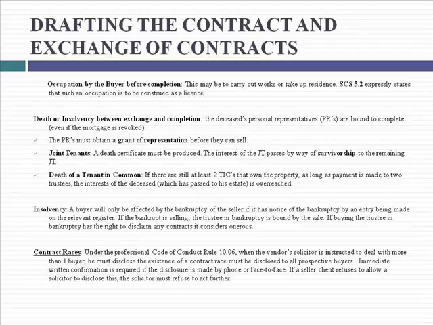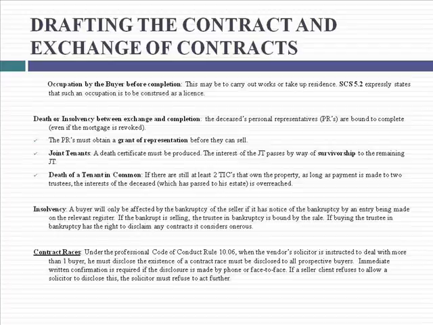Death or insolvency. Between exchange and completion, the deceased's personal representatives (PRs) are bound to complete even if the mortgage is revoked. The PRs must obtain a grant of representation before they can sell. Joint tenants: a death certificate must be produced. The interest of the joint tenant passes by way of survivorship to the remaining joint tenant.